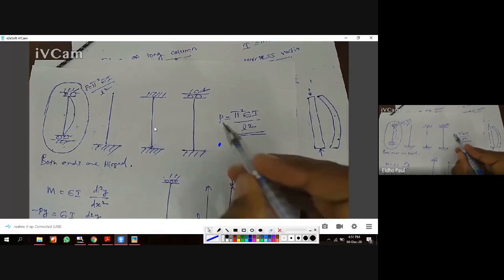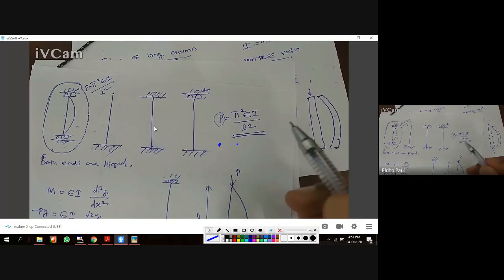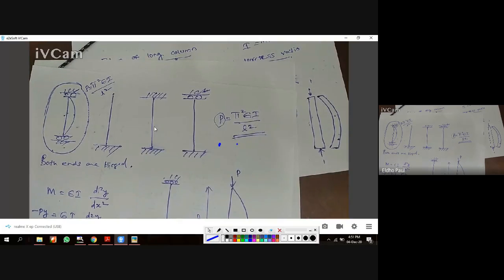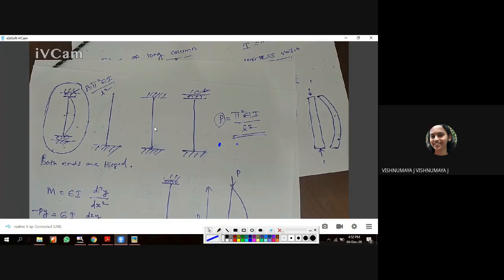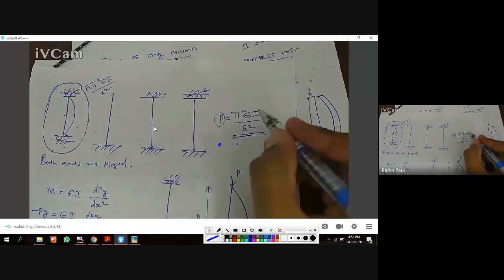So how can we increase this buckling load? That means more load carrying capacity. How can we improve the load carrying capacity of this column? Anyone? Increase the moment of inertia, decrease length. The first one is to increase the moment of inertia.